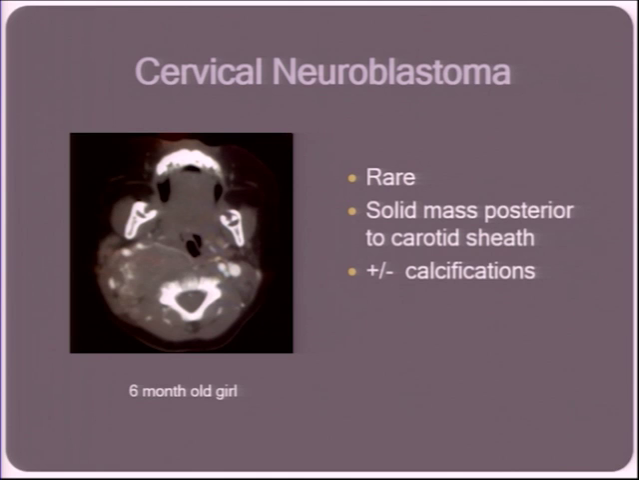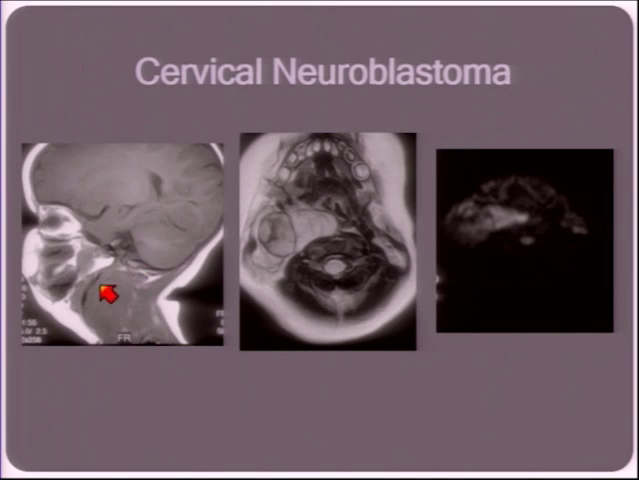So in this 6-month-old girl with a cervical neuroblastoma, you can appreciate this large mass posterior to the carotid sheath pushing those vessels anteriorly and laterally. We see calcifications less frequently in the cervical neuroblastoma compared to the abdominal neuroblastoma, but this case happens to have a calcification within it laterally. In the same case on MRI, the lesion is homogeneous on T1, it's bright on T2, and you can see a calcification in the lateral aspect of the mass, and it's bright on DWI.